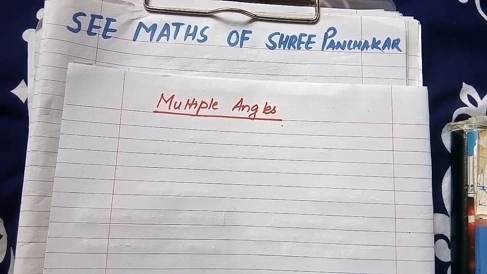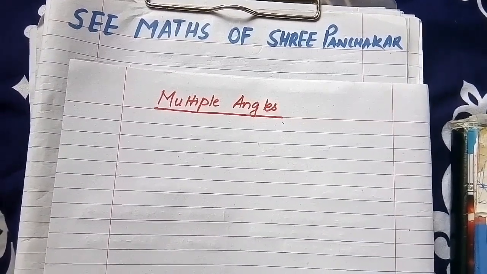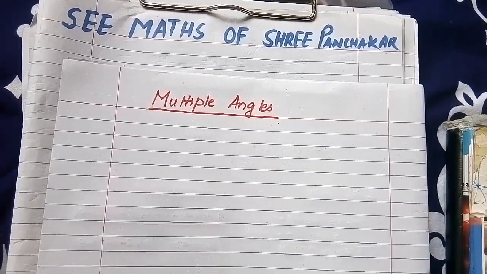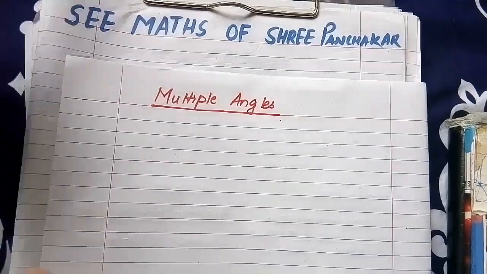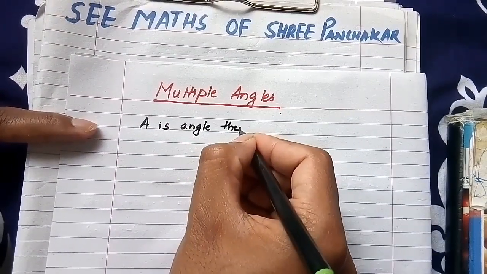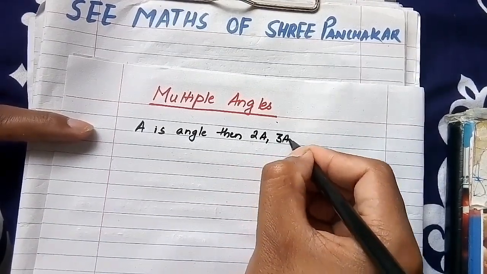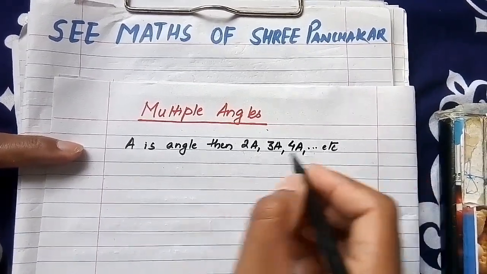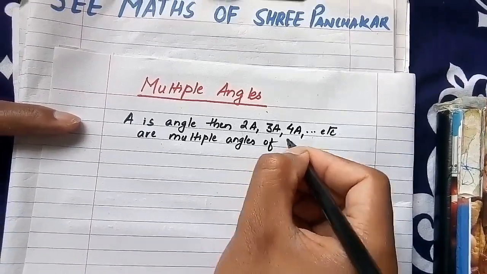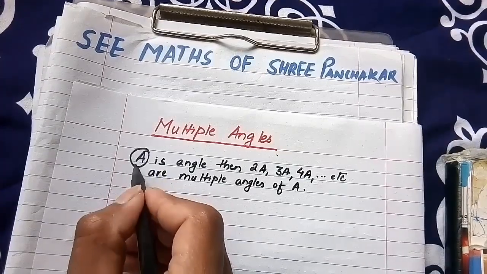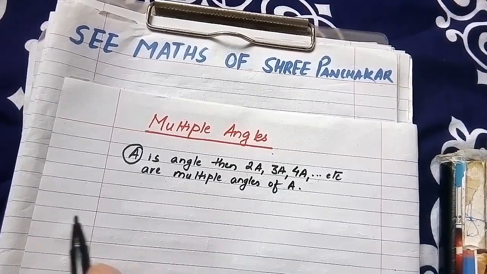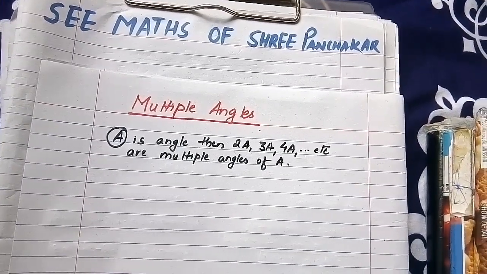Suppose if we take any angle A, then 2A, 3A, 4A, 5A and so on, 8A, 16A, they are called the multiple angles of A, because if A is the angle, then 2A, 3A, 4A, etc. are multiple angles of A. I have taken here A as the angle. Your angle may be theta, beta, C, D, anything. Okay, now I am going to start with sin 2A.